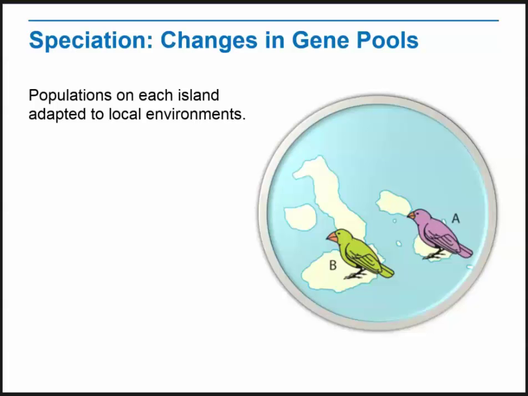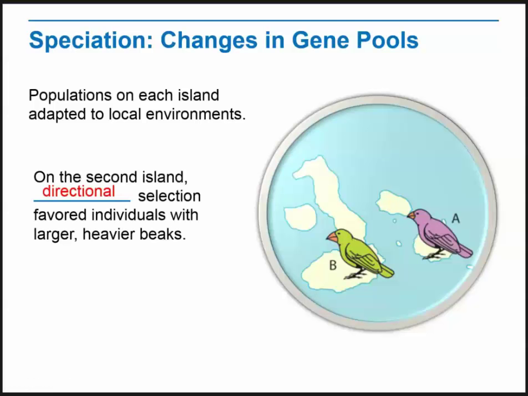Plants on the first island may have produced small, thin-shelled seeds, whereas plants on the second island may have produced large, thick-shelled seeds. On the second island, directional selection would have favored birds with larger, heavier beaks. These birds could crack open and eat the large seeds more easily. So birds with large beaks would be better able to survive on the second island. Over time, natural selection would have caused that population to evolve larger beaks, forming a new population, B, with a new phenotype. So why did selection increase genetic variation among finches on the different islands?